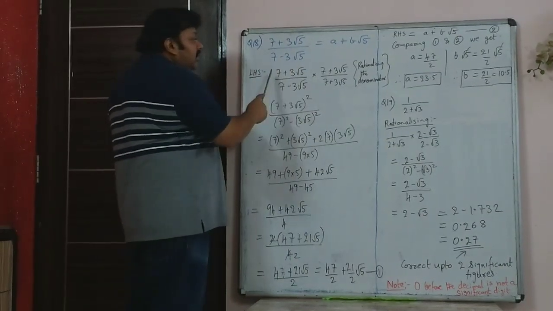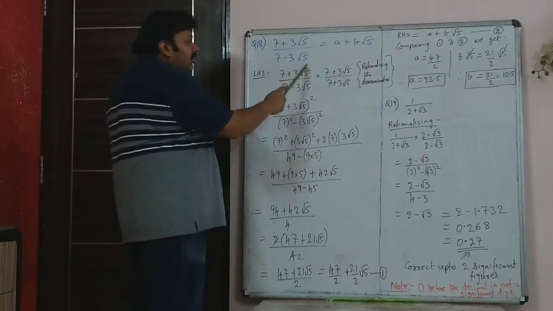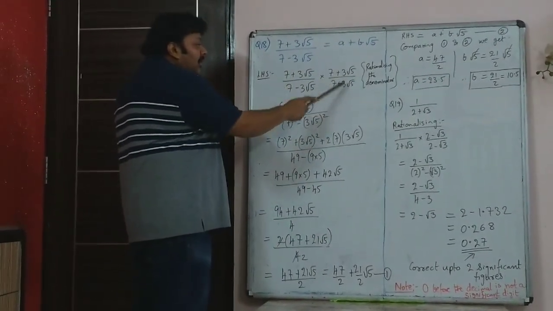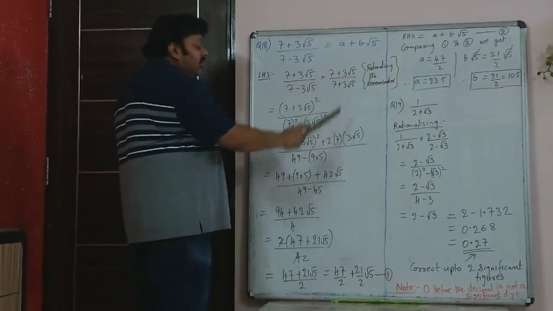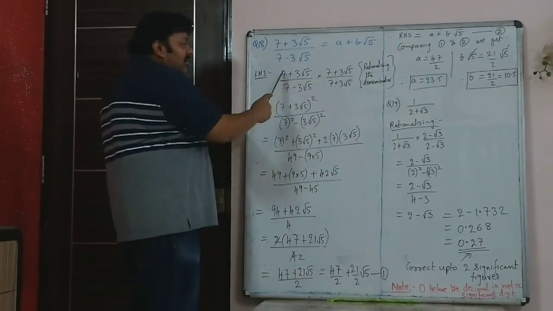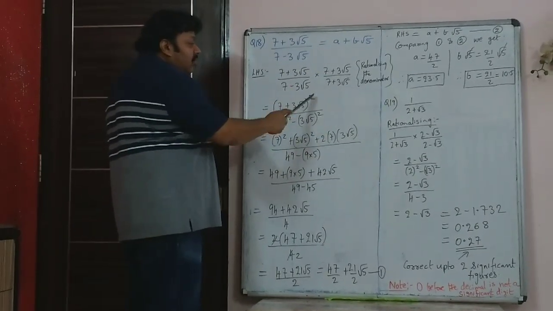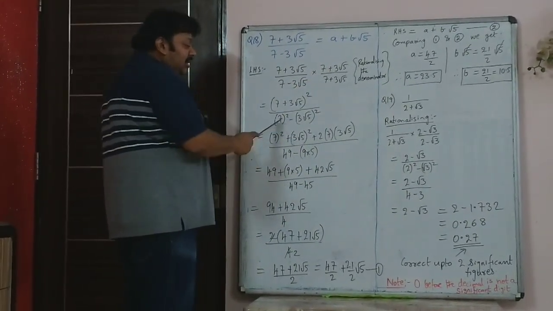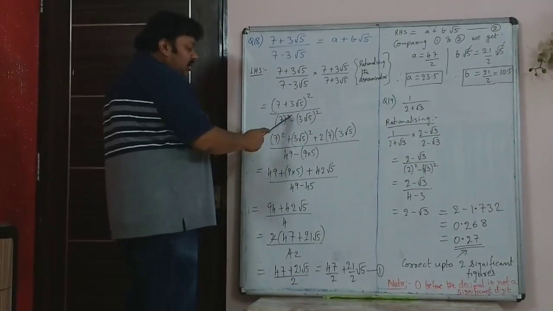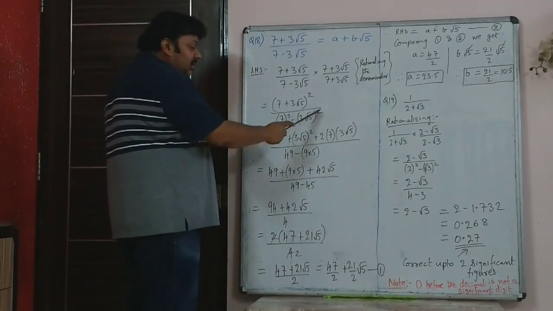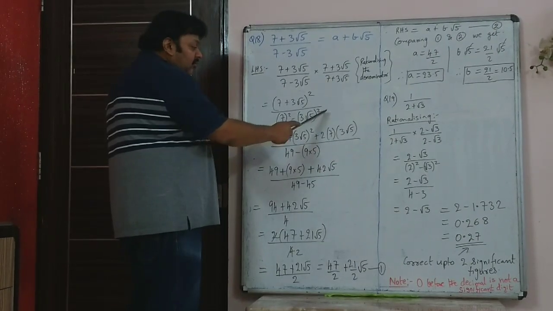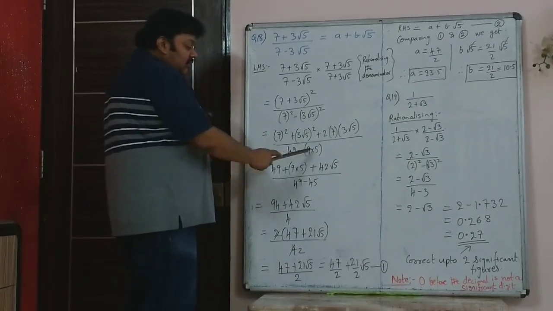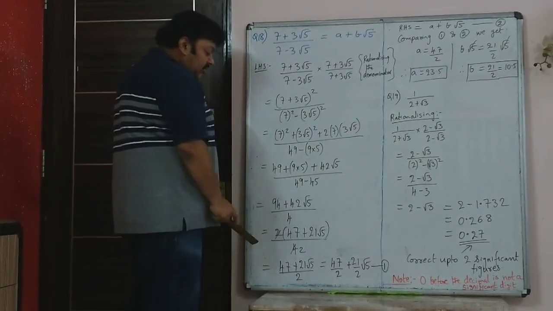So here we take the LHS separately and rationalize the denominator. So we multiply and divide by 7 plus 3 root 5. So this becomes 7 plus 3 root 5 the whole squared in the numerator, and denominator a minus b, a plus b, a squared minus b squared. So 7 squared is 49, 3 squared is 9 and root 5 the whole squared is 5. So 49 minus 45 is 4.